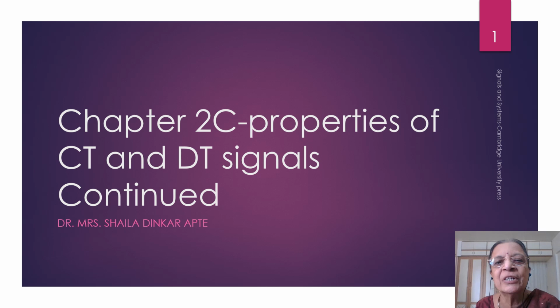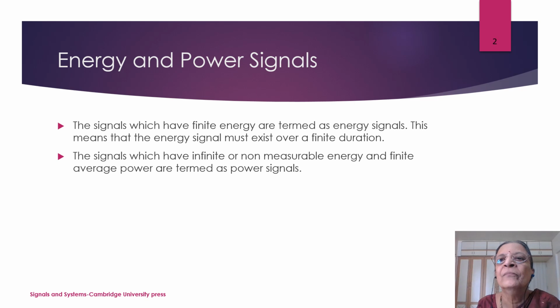We continue with chapter number 2, that is, with properties of continuous time and discrete time signals. So here we go. Now let us define what are energy and power signals.